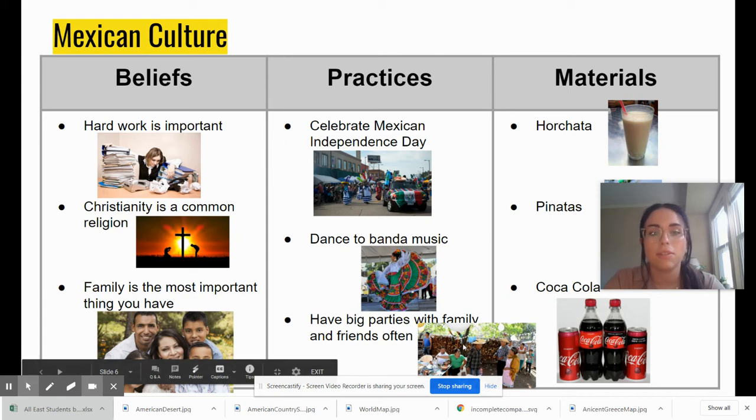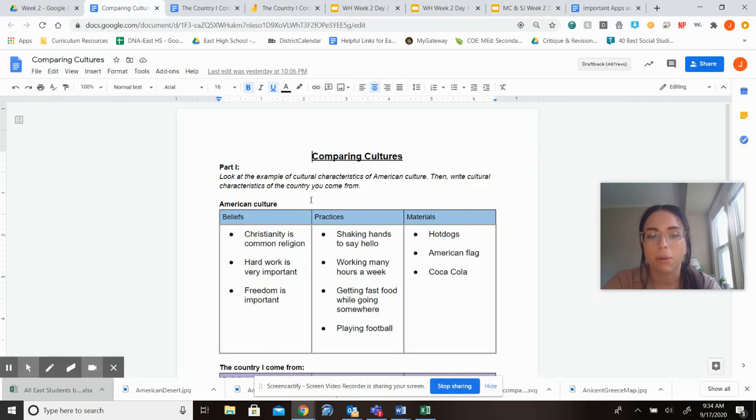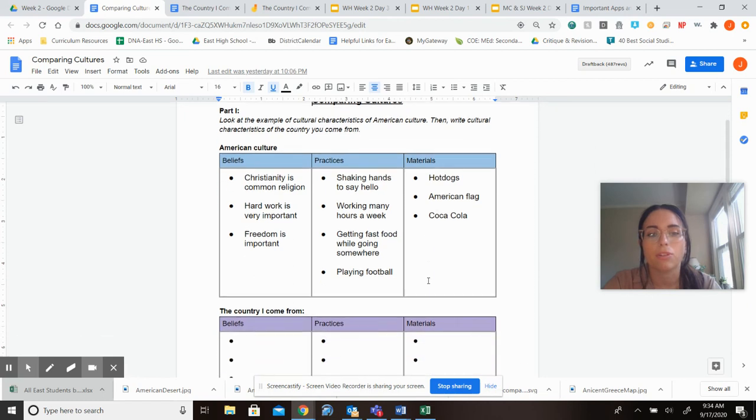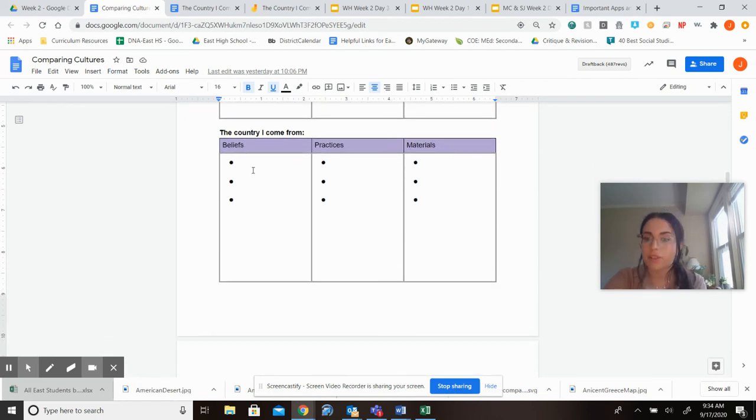So the next thing you need to do is, now that we've practiced identifying how cultures are similar or different, you need to go here and look at the examples for American cultural beliefs, practices, and materials, and think of your own for the country you come from. So here you would type in the country you come from. Maybe it's Somalia. Maybe it's Ethiopia. Maybe it's Honduras. Wherever you come from, type the name of your culture here and think, what do we think?